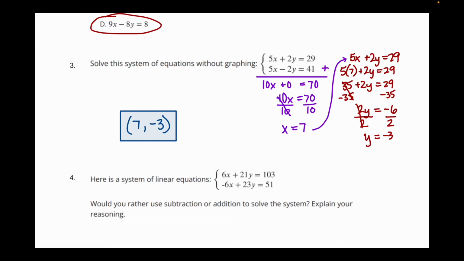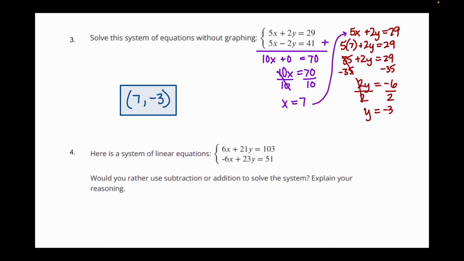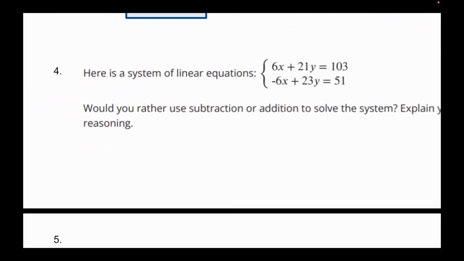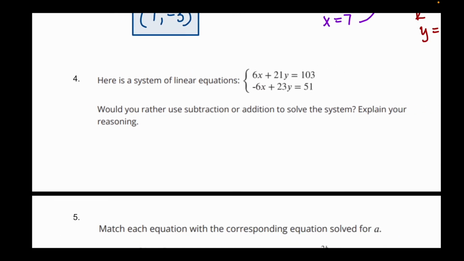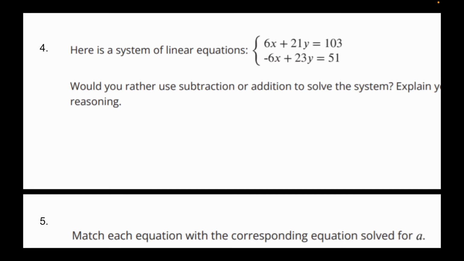Okay, so that's going to bring us then down to number 4. Number 4 here says we have a system of linear equations. So with this system of linear equations, they're asking us, would you rather use subtraction or addition to solve this system? And then I'll zoom out. It says explain your reasoning. So would I rather use subtraction or addition? So let's set up my line underneath here.